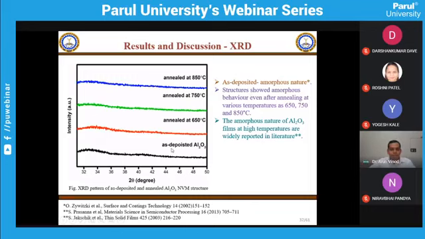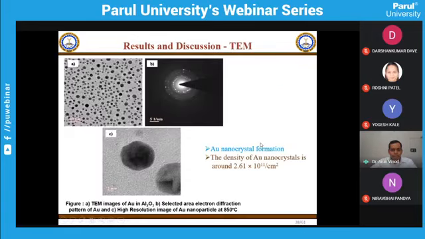The XRD patterns show the as-deposited amorphous nature, as seen in various literature reviews by various researchers. And in the case of TEM, we can see the gold nanocrystal formation, and the density of nanocrystals was calculated to be around 2.16.